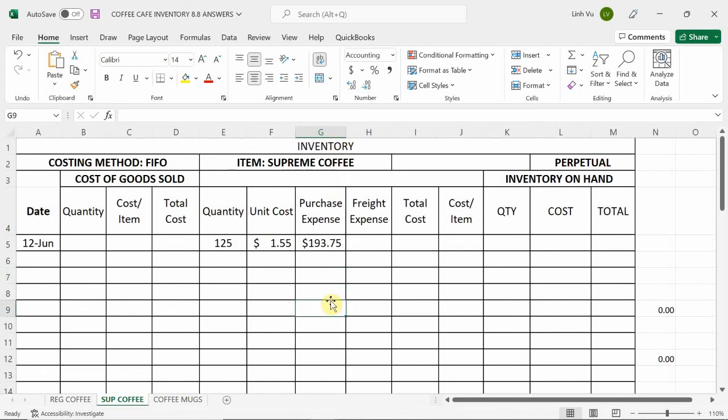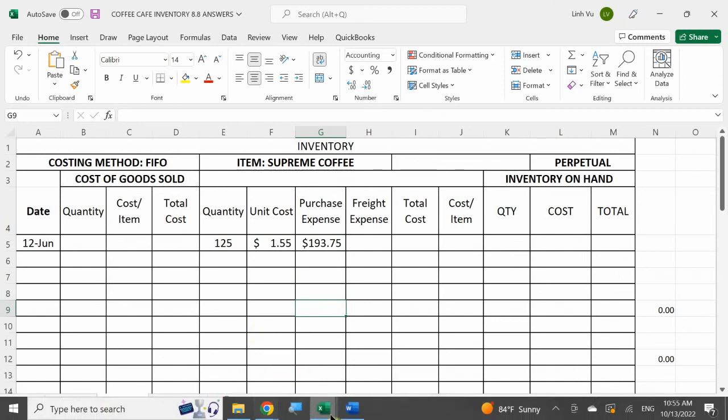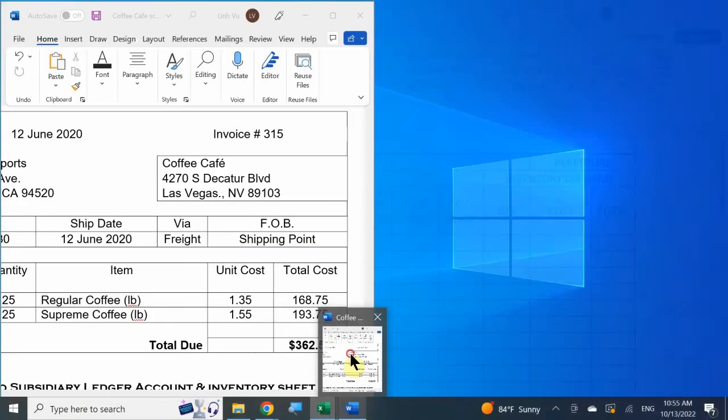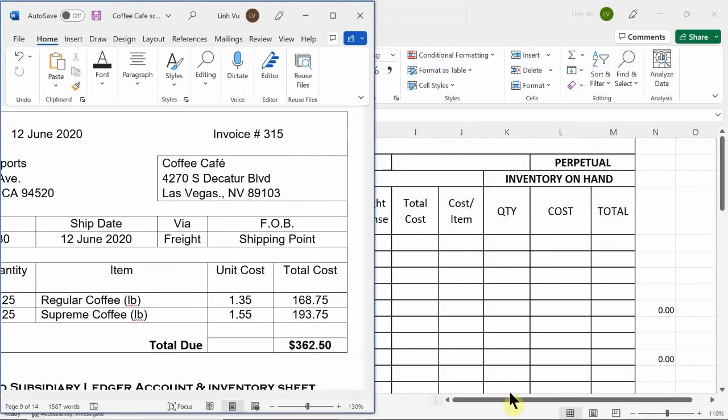Okay. So once again, we're not gonna finish the inventory worksheet because we still have to accrue the freight. So that is it for that transaction here, right? We did the journal, the ledger, we updated the subsidiary ledger, and we plugged it into our inventory worksheet.